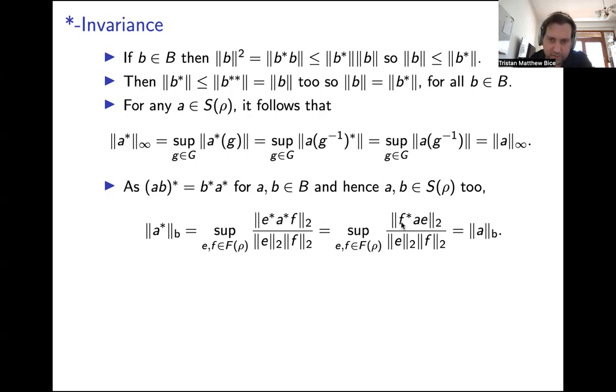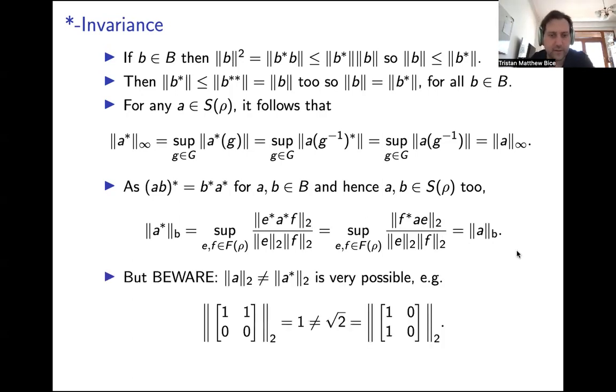The only thing I will do is change this, so it will now be F star A E. And that is exactly the little b norm of A. Okay, so sorry about that. It's a bad mistake. I'll fix that later. And it's bad because this is a very important point I wanted to make, that the 2 norm itself is definitely not star invariant.